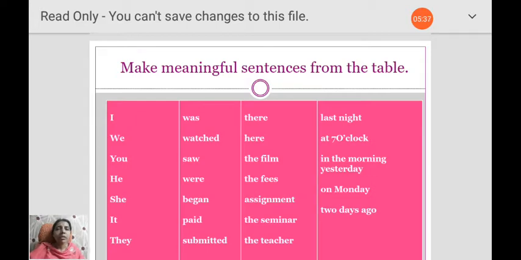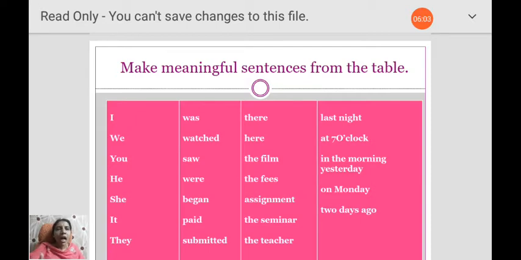Just check. I was there last night. It can be framed like this. Or I was here at 7 o'clock. Or I was here last night. It's up to you how you frame sentences. I watched a movie in the morning yesterday. Or I watched the film on Monday. In that way. I saw the film on Monday.